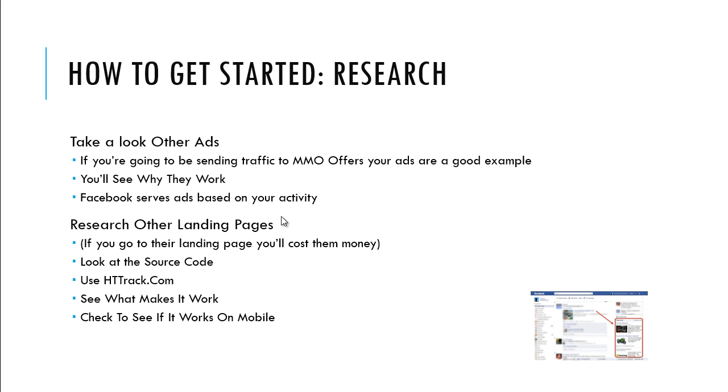One of the ways in which you can tell what you want to offer is to get a fix on looking at other ads. Now, most of the people who are watching this tutorial are going to be sending traffic to make money online offers. So the ads being shown to you are going to be a good example. I mean, you'll see exactly why they work. And if you don't know this, you've probably figured it out, Facebook serves you ads based on your activity. Let's go to a Facebook page and take a look at some of the ads that are being served.